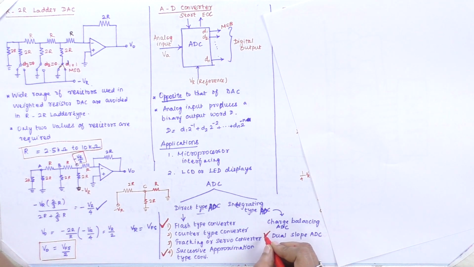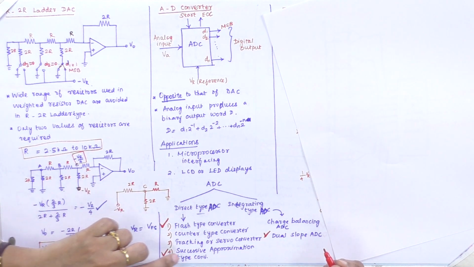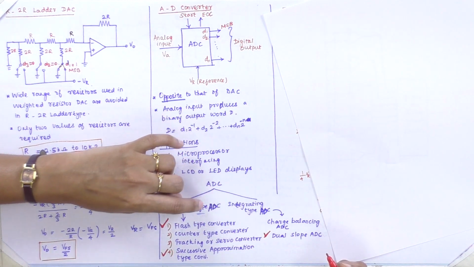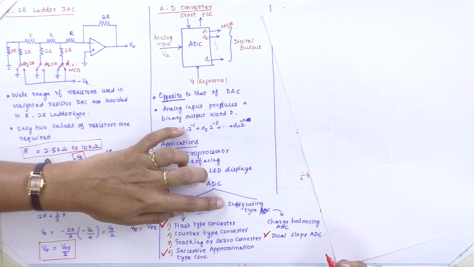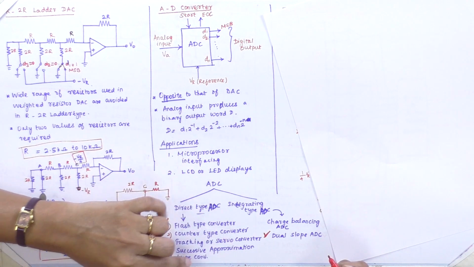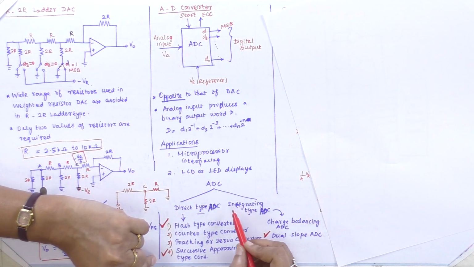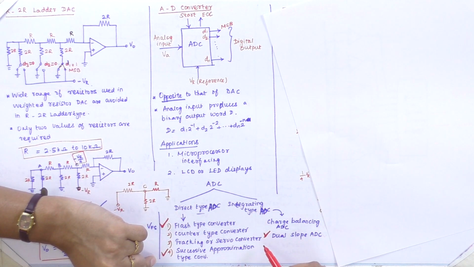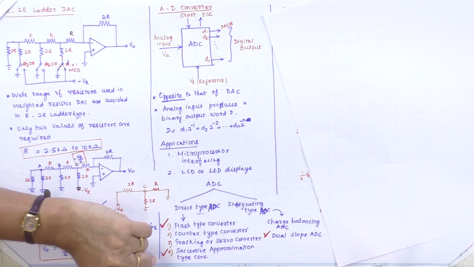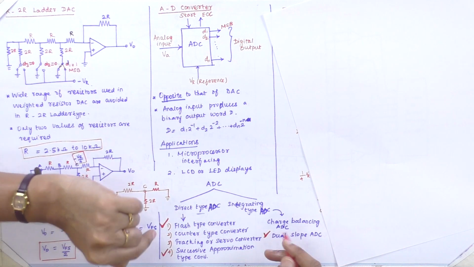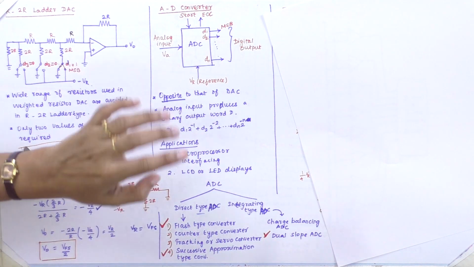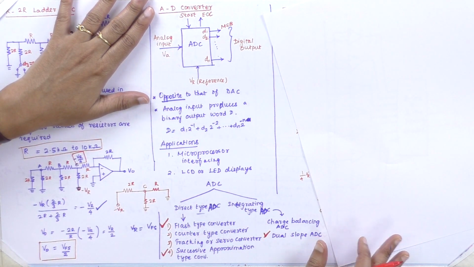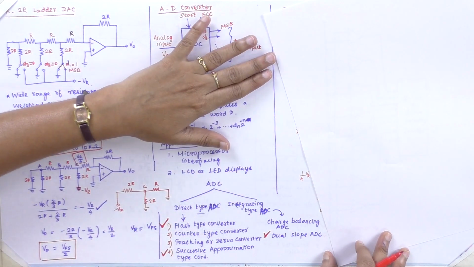Here we have three concepts. In the direct type ADC, we are going to discuss the flash type converter and the successive approximation type converter. Whereas in the integrating type ADC, we have two types: one is charge balancing and the other is dual slope ADC. These three we are going to discuss in the coming chapters.